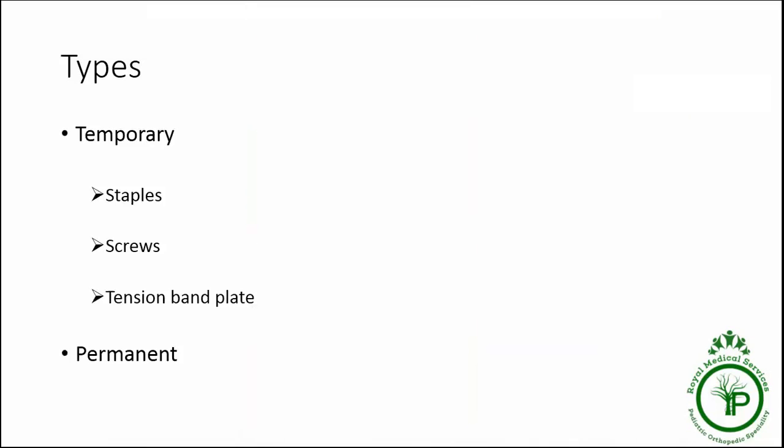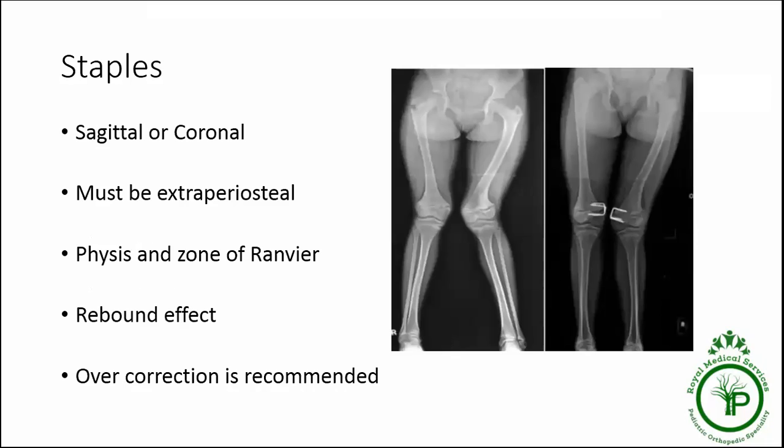So what are the types? We all know that the types are either temporary or permanent. Temporary are addressed by staples, screws, or tension band plates. Staples, starting with them, can correct deformities in sagittal or coronal planes. They must be extraperiosteal, not to damage the blood supply, to preserve the zone of Ranvier around the physis. And a rebound effect is a well-known phenomenon in the use of staples. So overcorrection when using staples is recommended.